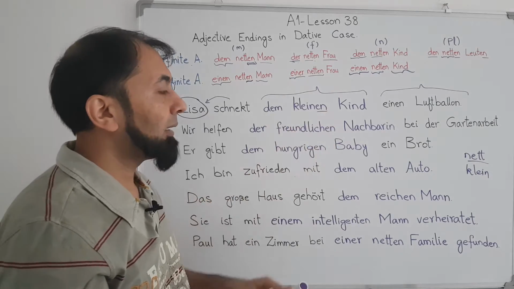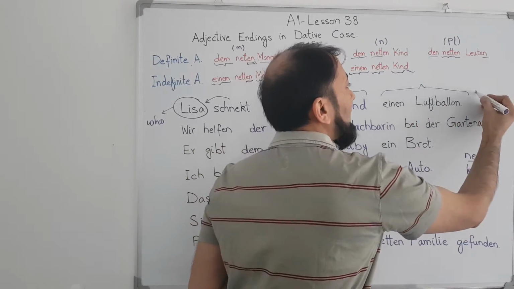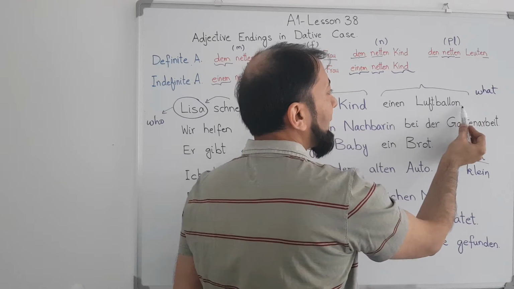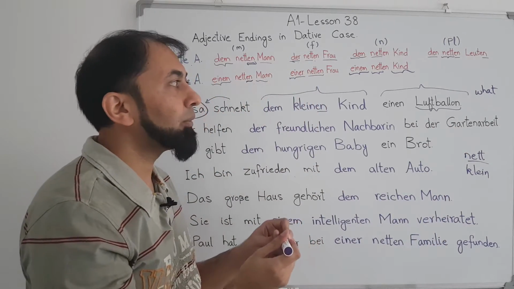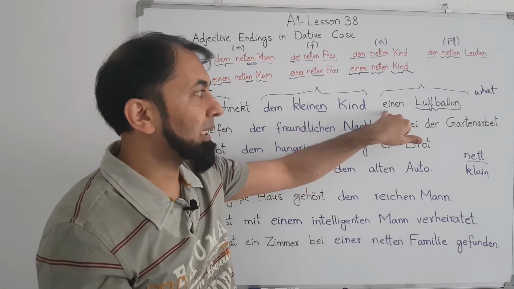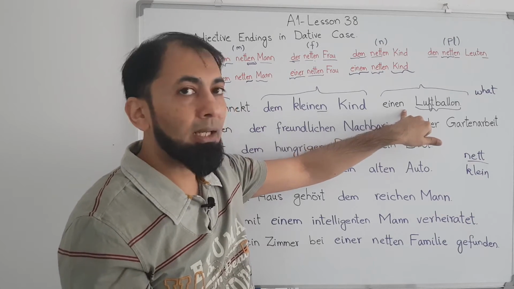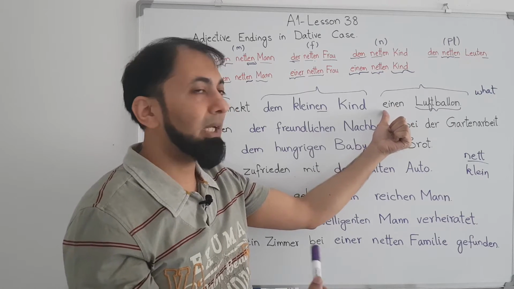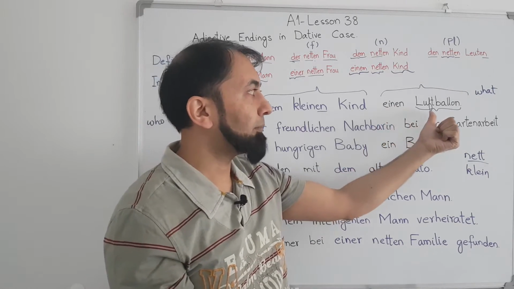Now what is being given is always in the accusative case, and in the accusative case we will see what the gender of this noun is. This is a Luftballon. Luftballon is a masculine noun, which means that we have to use the indefinite article for the accusative case for a masculine noun, and for a masculine noun the accusative indefinite article is einen. Therefore we have used einen Luftballon.